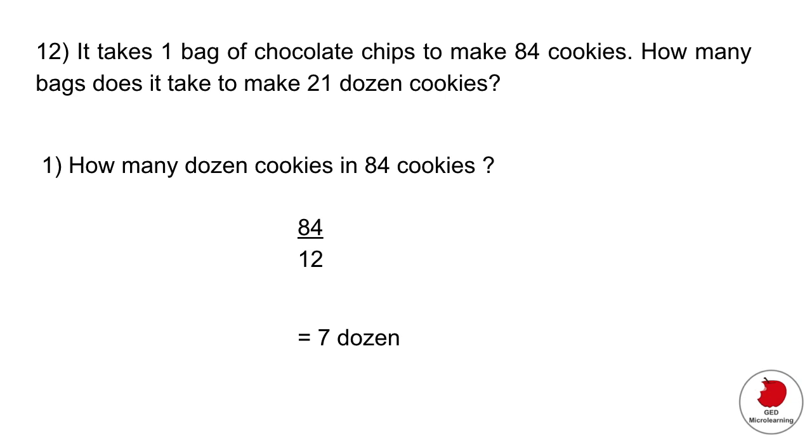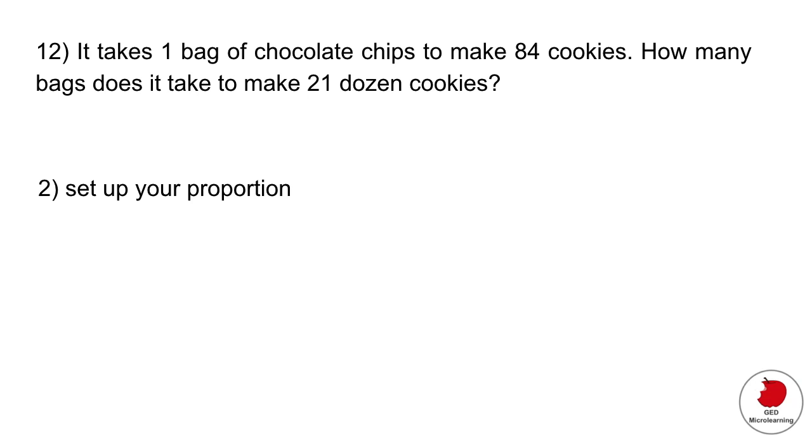So let's first find out how many dozen cookies are in 84 cookies. Okay, so we would divide, a dozen is 12, so we would divide 84 by 12. That gives us 7, so there's 7 dozen cookies in 84 cookies, basically. Okay, the second thing that we're going to do is set up a proportion.